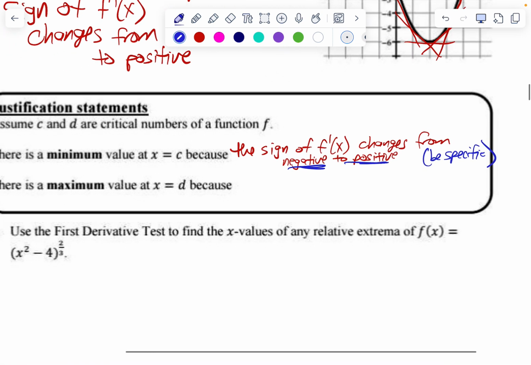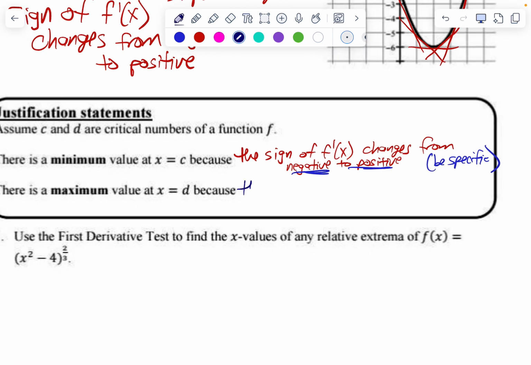All right, and then how about the second one? Well, by the way, if you read the box title, I should have done that for you. This is what we're going to write when we justify how we know there's a minimum or a maximum. We're going to say because the sign of f prime of x changes from positive to negative.